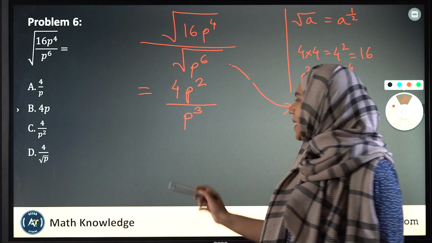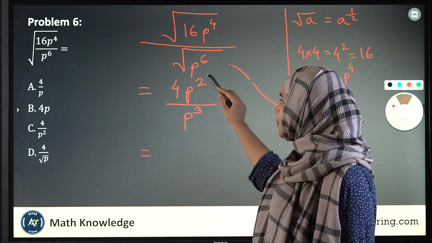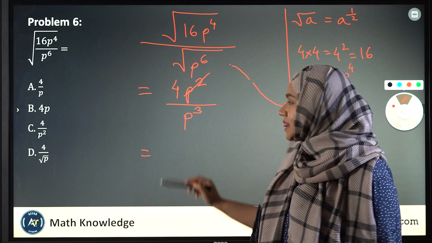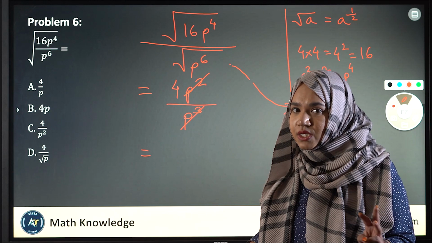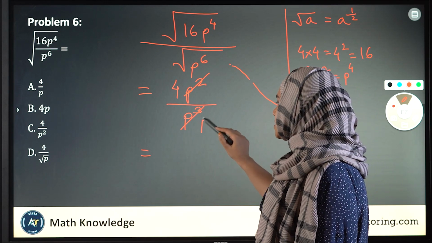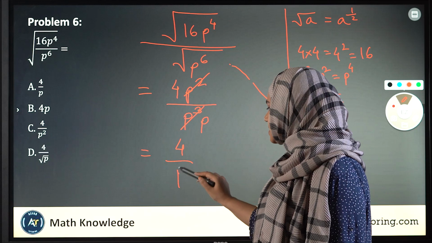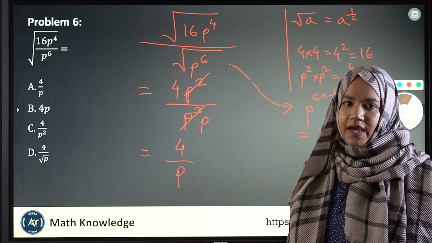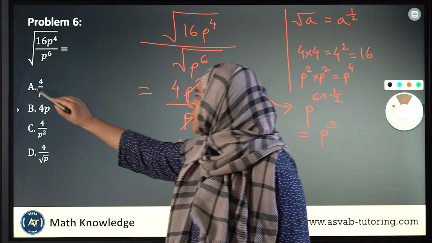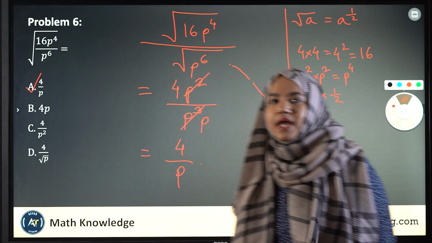And now we can do the basic simplification because there are 2 p's here, p squared. There are 3 p's here, p cubed. If I simplify it, there's just going to be 1 p in the bottom. So the correct answer to this is going to be 4 divided by p. So the correct answer here is option number A.